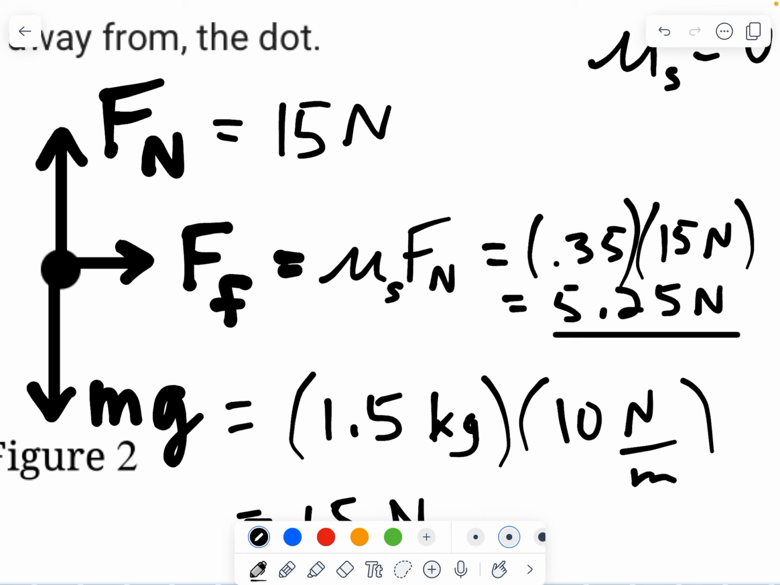Now, that is the maximum friction force that block B can experience before it starts to slip against block A. All right, I'll say that again. That's the maximum friction force that block B can experience before it starts to slip against block A.